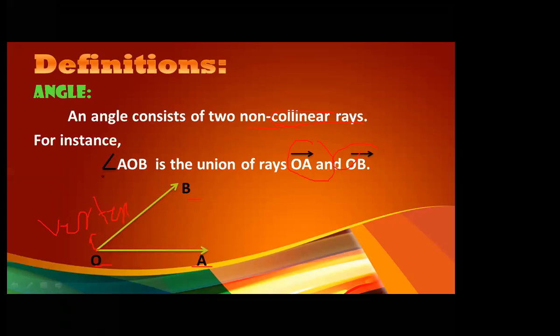Now, this is the symbol of angle. So angle AOB is the union of two rays, OA and OB. So what is an angle? An angle consists of two non-collinear rays. Okay. Now next are the kinds of angles. So what are the different kinds of angles?